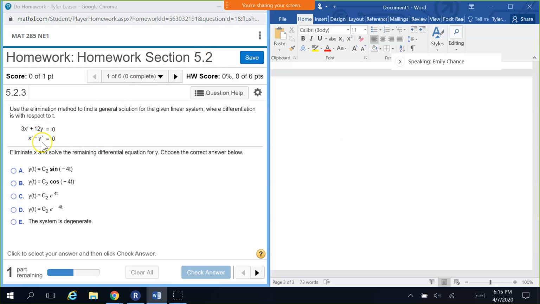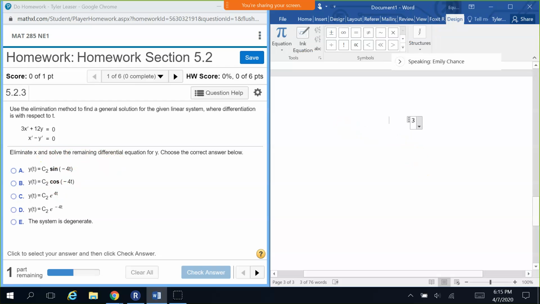Okay. So we're doing these systems now. So instead of just solving one equation, two differential equations at the same time. Gotcha. So here's our system. And it says to solve by eliminating the x and solve for the remaining differential equations. So let me copy them over here.